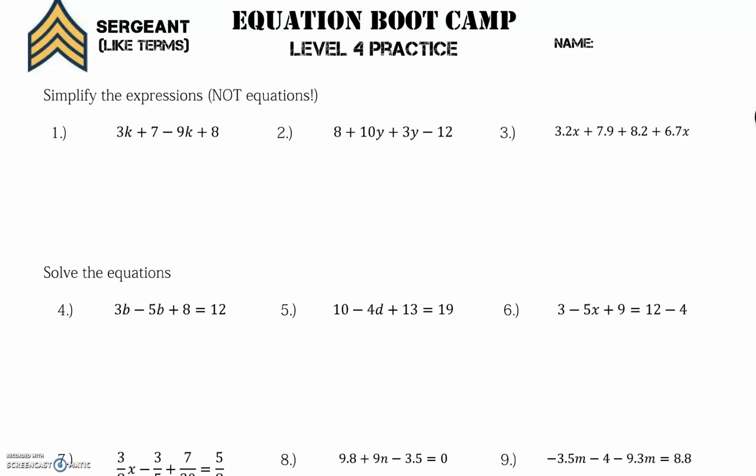When we are simplifying expressions, we are combining like terms. So in number 1 here, I have a k term, another k term. I have a constant and another constant. So I'm going to combine the like terms, or the same type of term, together. 3k minus 9k would give me negative 6k, and 7 plus 8 would be a positive 15. And that's as far as we can go, because it's not set equal to anything, we cannot figure out what k is.